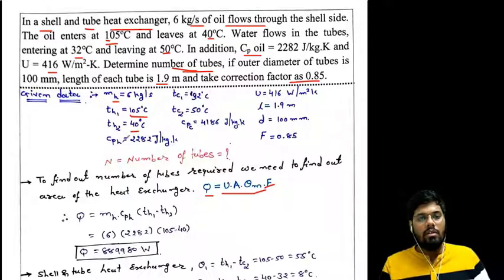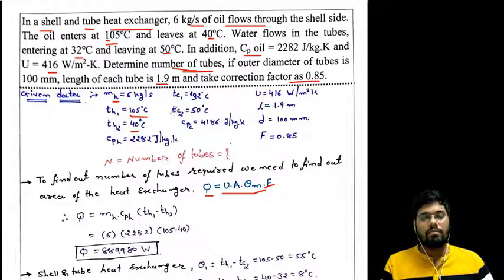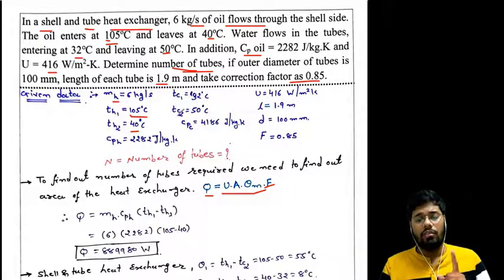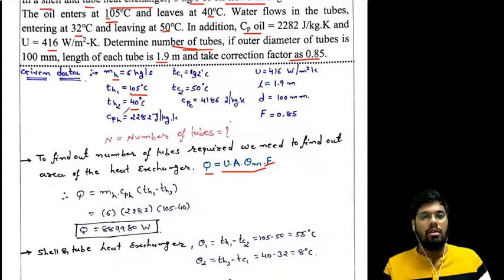So to find out the area of the heat exchanger, our first goal is to find the area. We know that we have only one equation to find the area of a heat exchanger by the LMTD method, that is Q is equal to UA theta m. In that equation, if we need to find the value of A, then we must have the values of Q, U and theta m. U is already given in the question, so we need to find the value of Q and theta m.